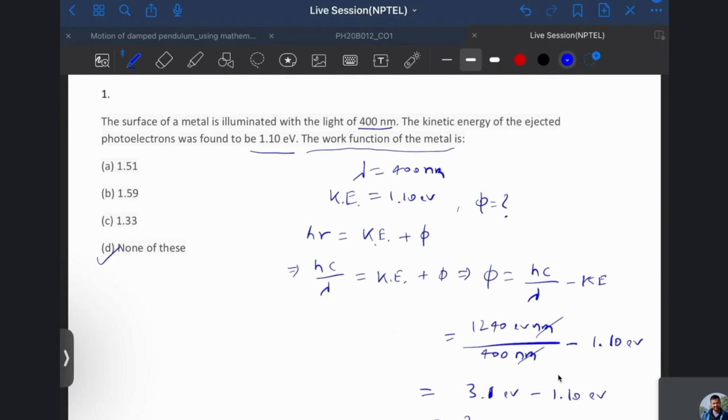Okay, so yeah, remembering the hc value in this form is very easy while solving the problem. Fine. This was a very simple problem, very simple application of photoelectric effect. Any question here?